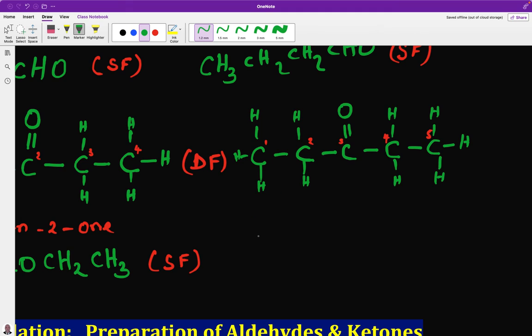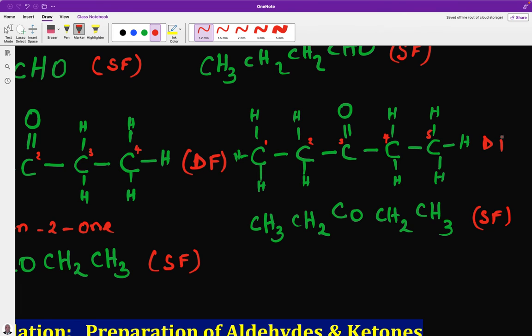The structural formula of this compound is CH3CH2COCH2CH3. Let's name our compound. This is the structural formula, SF. This is the displayed formula, DF. And the name of this compound, 1, 2, 3, 4, 5, is pentan-3-one.